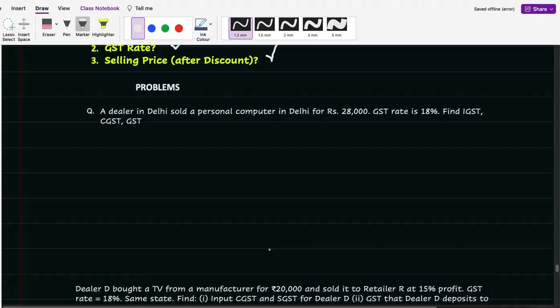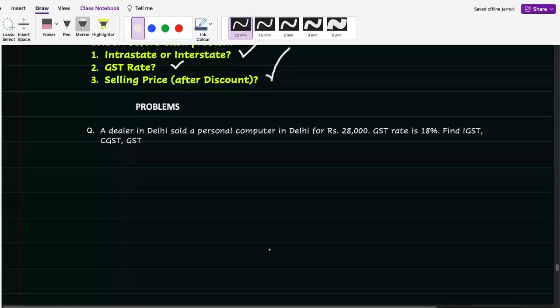First problem says a dealer in Delhi sold a personal computer in Delhi for rupees 28,000. First of all, it is a case of intrastate because the commodity is not moving beyond Delhi. So here, Delhi, and GST rate how much? 18%. Is there any discount? No discount. So discount is 0. So we will work on the marked price, which is 28,000 rupees.